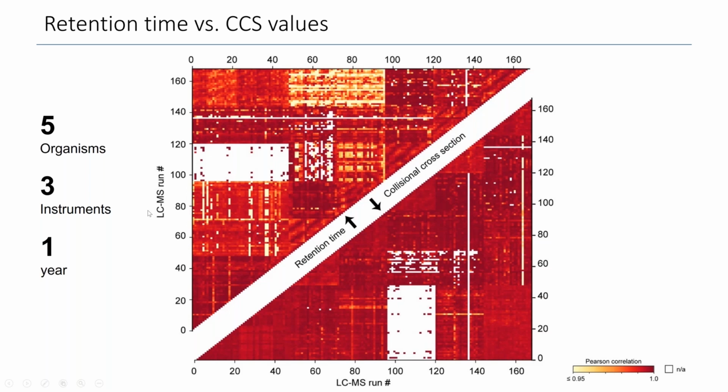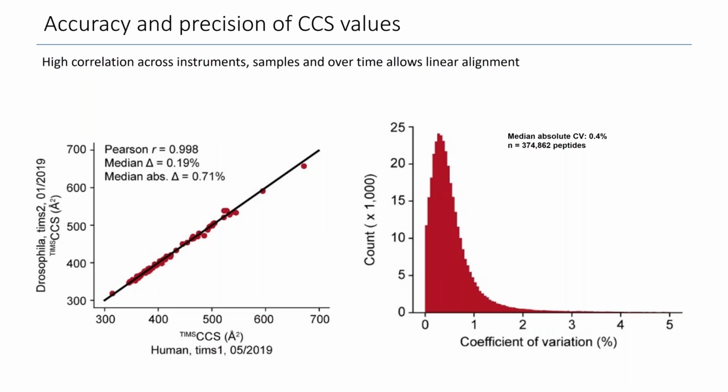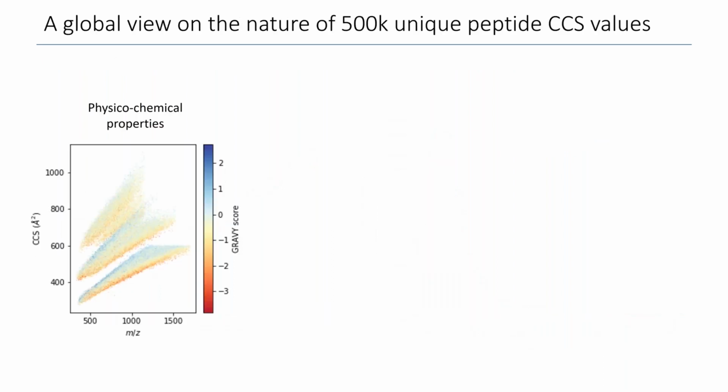And what that means is that we can now start comparing collisional cross sections of peptides over long periods of time, between instruments, between samples. And what we've seen in this large data set, looking at more than 300,000 unique peptides, is that we can still achieve coefficients of variation below 1%. I think this makes it a very, very interesting new dimension to proteomics, and we can learn a lot about these cross sections already from this data set.